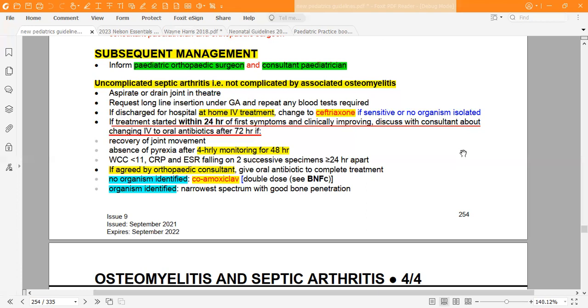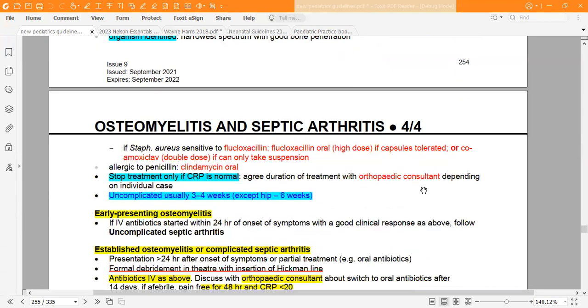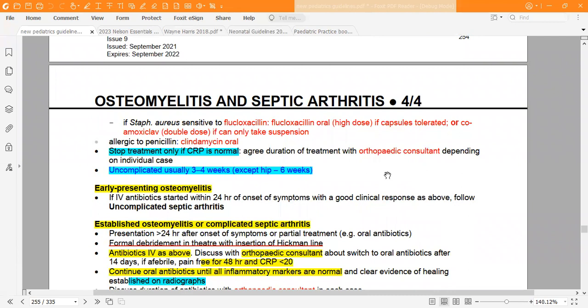No organism identified, discharge on co-amoxiclav, double dose, double check the BNF for that. Organism identified, narrow spectrum with good bone penetration. If Staph aureus sensitive, for sure, you will discharge him on flucloxacillin, oral high dose, or co-amoxiclav as well. Allergic to penicillin, you give clindamycin orally. You stop treatment if the CRP is normal. The uncomplicated septic arthritis usually takes 3 to 4 weeks treatment on antibiotic, except if you have a hip joint infection, that will be longer, 6 weeks.